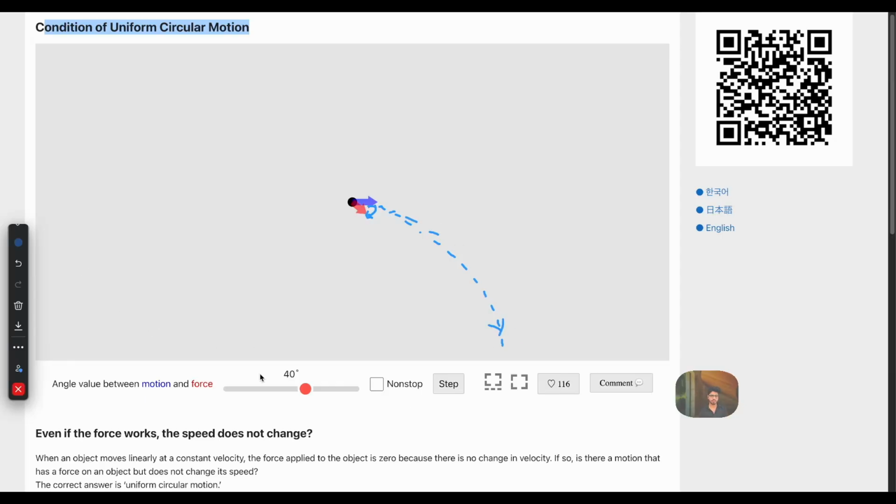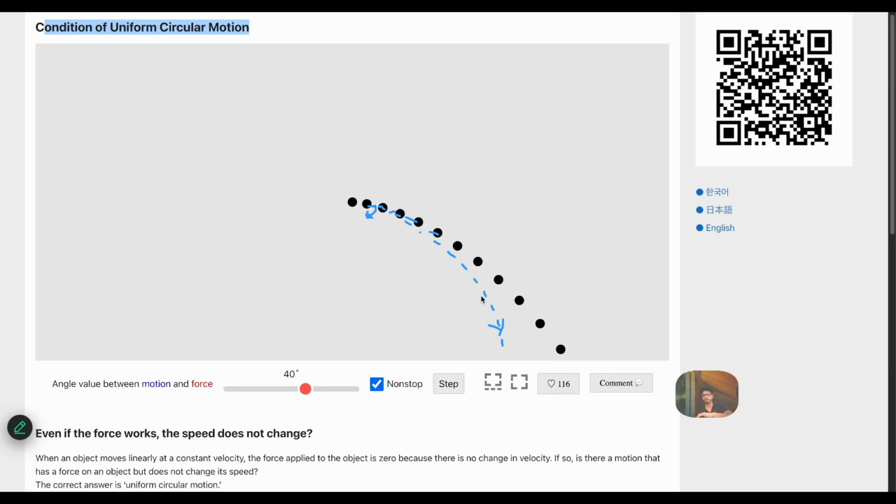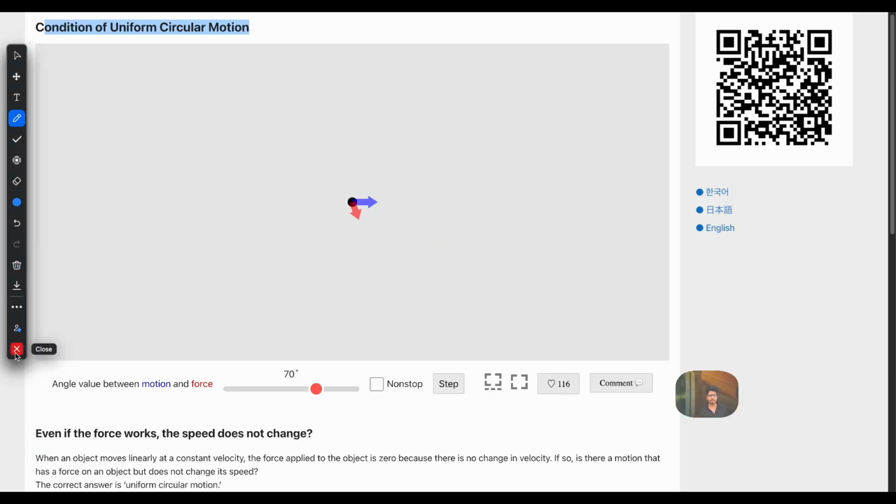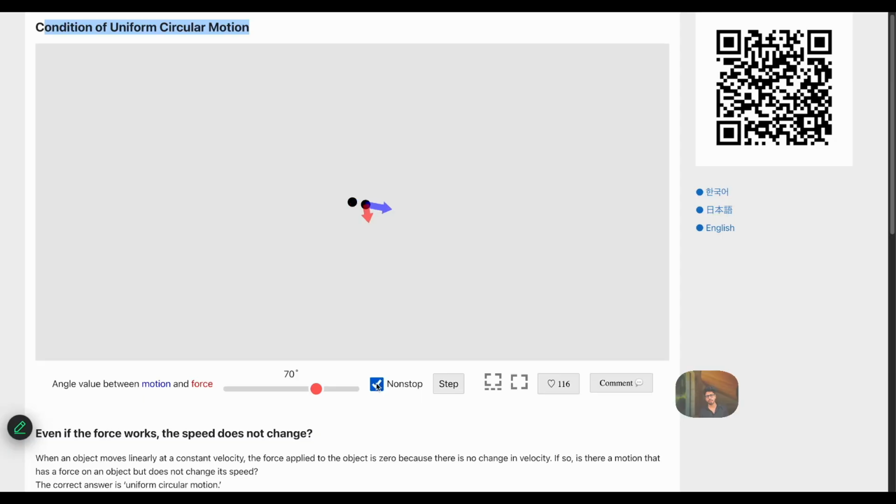So it follows some kind of motion like this. It is taking a curve, if you look carefully. Now let's suppose I increase the angle. As I increase the angle, it will follow a path like this. When I make it 80 degrees, the force is always at 80 degrees to the motion, and the magic will happen at 90 degrees. Could you predict what is going to happen?